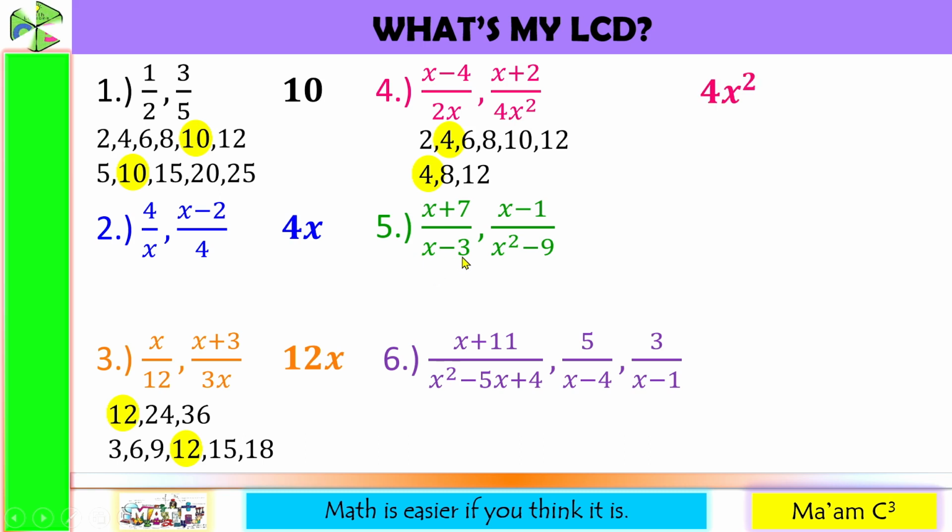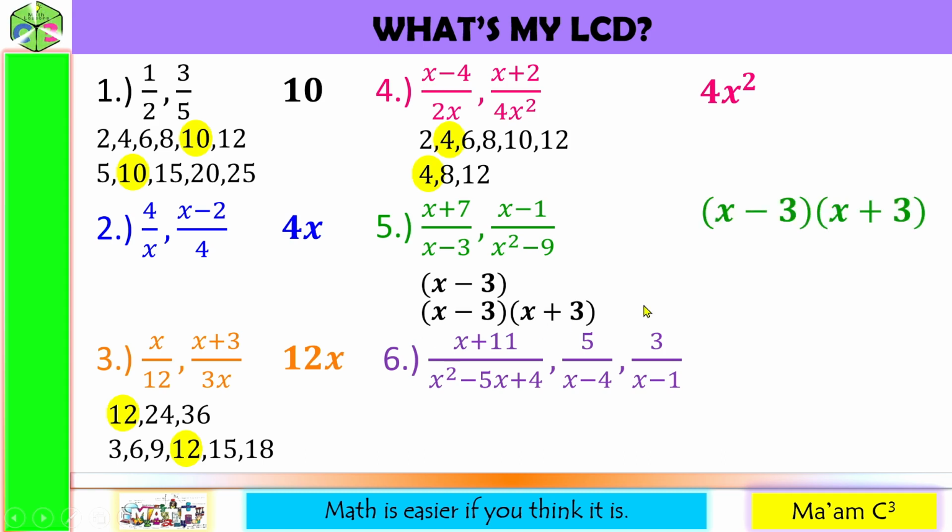Next one, our first denominator is x minus 3 and the second one is x squared minus 9. What we have to do here is to determine the factors. This is difference of two squares and the factors are x minus 3 times x plus 3. These are just the same. We only need one of every unique factor. So we need 1 x minus 3 and 1 x plus 3. So our LCD is the quantity x minus 3 times x plus 3. And these two are actually the factors of x squared minus 9.